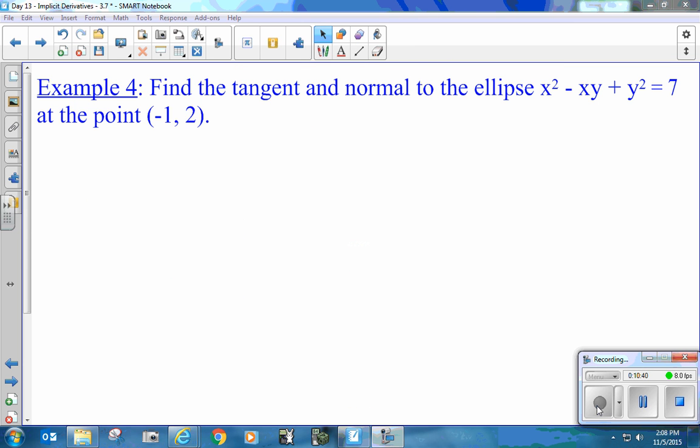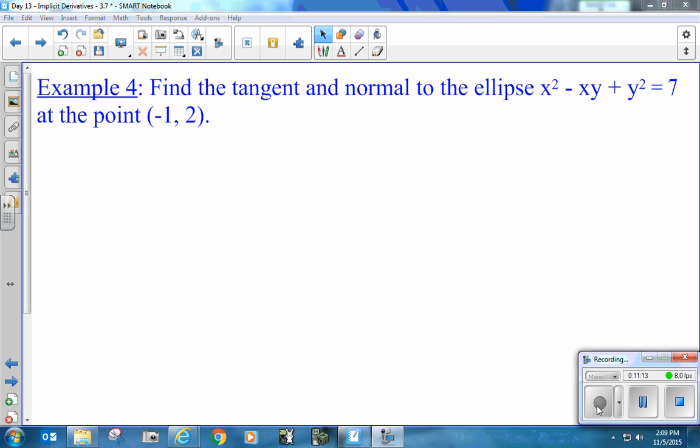Here we go. Example 4. It says, find the tangent and normal to the ellipse x squared minus xy plus y squared equals 7 at the point (-1, 2). So what is our goal ultimately? Forget about trying to do it. What do we need to do? Don't give me the specifics on how we're going to do it. Just what do we need to do? Alex.